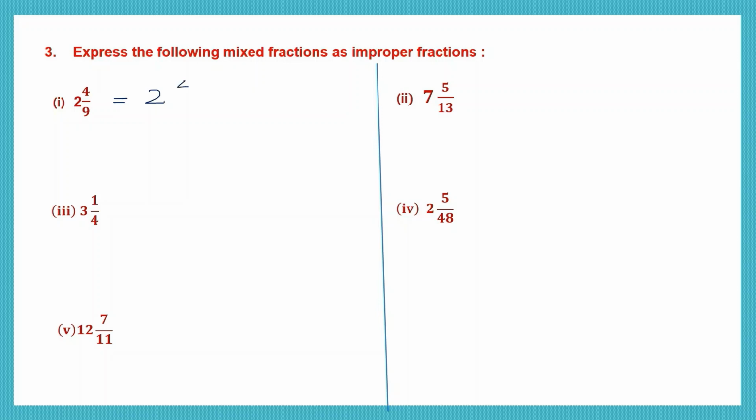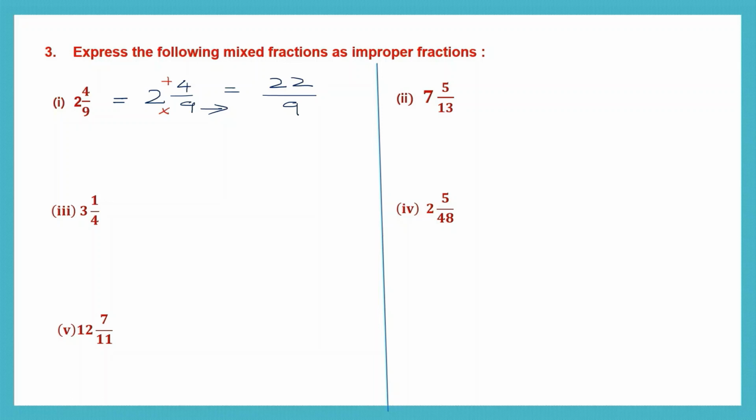So let me write the question, 2, 4 by 9. Now we have to multiply the denominator and the natural number. 9 twos are 18 and then add the numerator to it. So 9 twos are 18. 18 plus 4 is 22. So that is the numerator. Denominator is the same as the question. So that is 22 by 9.